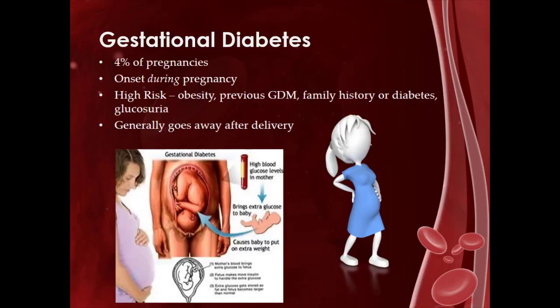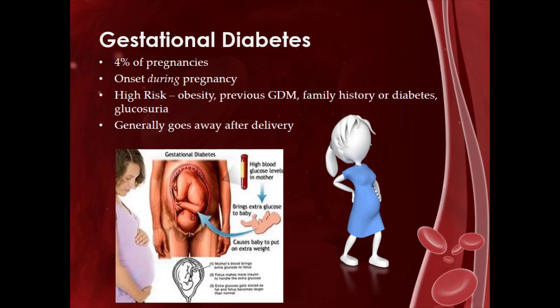Gestational diabetes occurs in about 4% of pregnancies. Now, it's important to note that if your patient is already type 1 or type 2 diabetic and they become pregnant, they're still diabetic. That doesn't mean they have gestational diabetes. Gestational diabetes is onset during pregnancy only. The pregnancy hormones naturally have an anti-insulin effect on a patient.